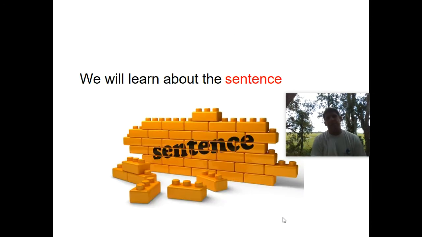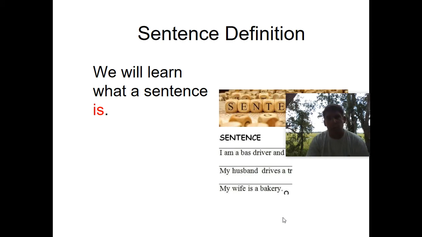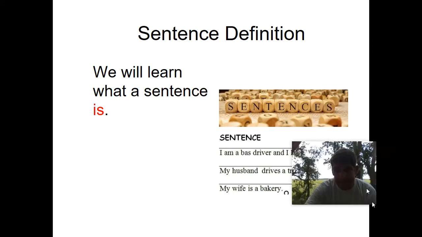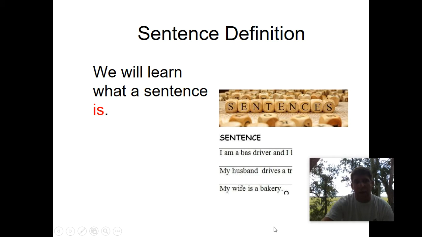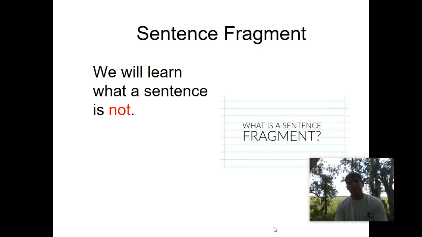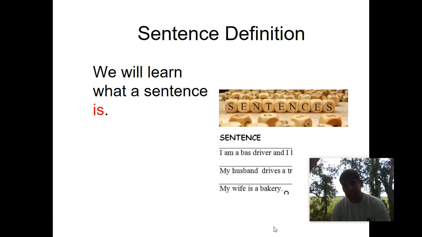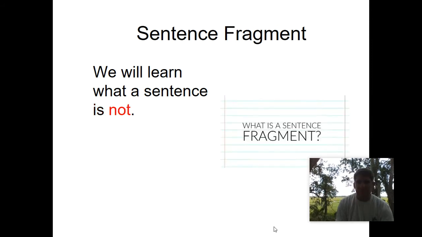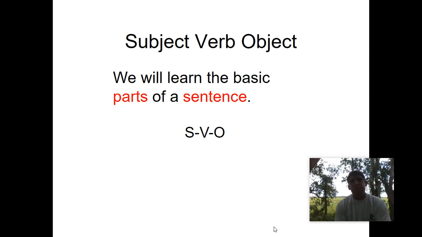So first of all, we're going to learn about the sentence. We will learn what a sentence is, and we will learn what a sentence is not. We will learn that a sentence has a subject, a verb, and an object. Really, not all sentences have an object or direct object, but it always has a subject and a verb. Now, if it's missing a subject or a verb, that's what's called a fragment. We'll talk more about that. So we'll learn the basic structure of a sentence with SVO: subject, verb, object.